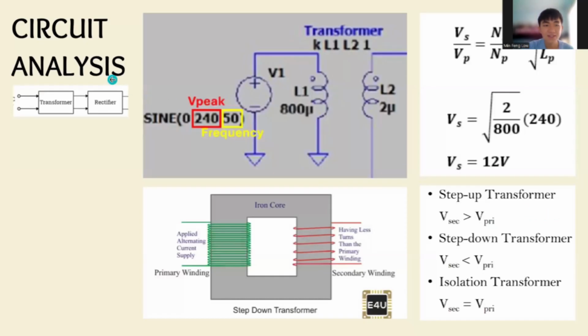Now it's the circuit analysis part. The formula we use is Vs over Vp equals the square root of Ls over Lp. So Vs equals the square root of 2 over 800, where 2 is Ls and 800 is Lp, the primary. We multiply by 240 because this is the power supply. So we get V secondary as 12 volts. This is a step-down transformer. The voltage we get is then sent to the rectifier for rectification.